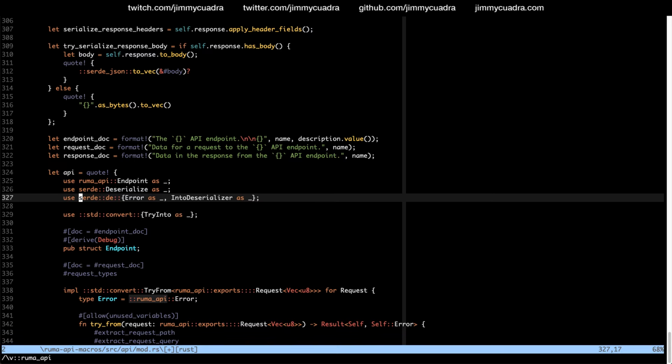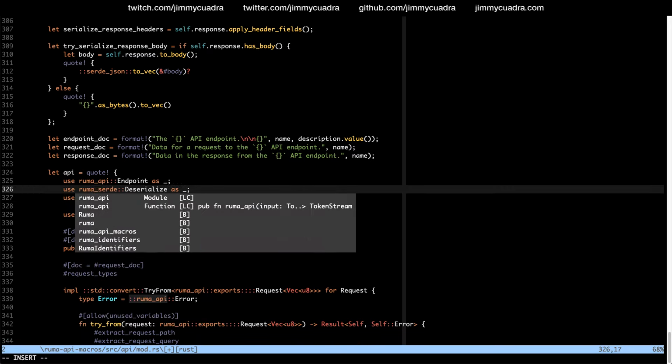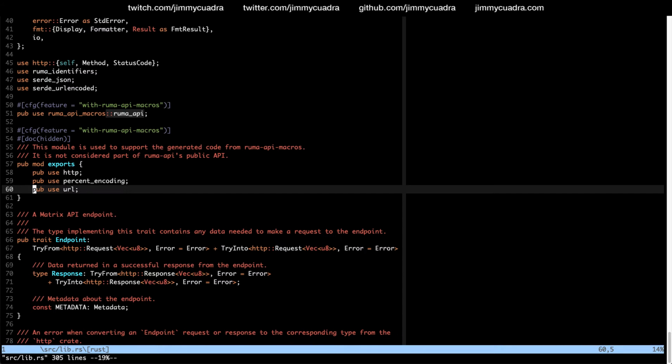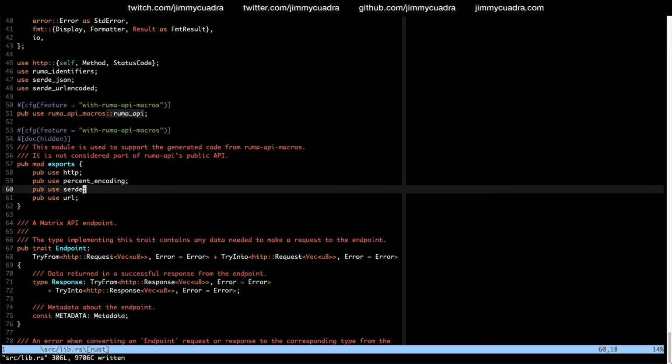Oh, interesting. I wonder if I need to... Do I need to re-export serde? I guess I do. Okay. Let me do ruma_api exports serde. And then we will also do pub use serde over here.